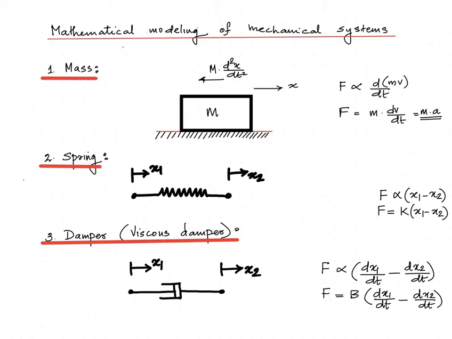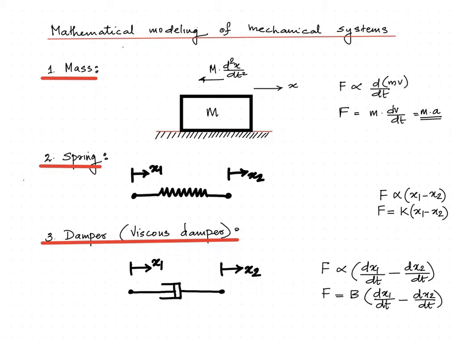This session discusses mathematical modeling of mechanical systems. Mechanical systems can be classified into two types based on the type of motion: translational mechanical systems and rotational mechanical systems. Today's discussion is basically on translational mechanical systems. In translational mechanical systems, we can see that the motion of the system is along a straight line.